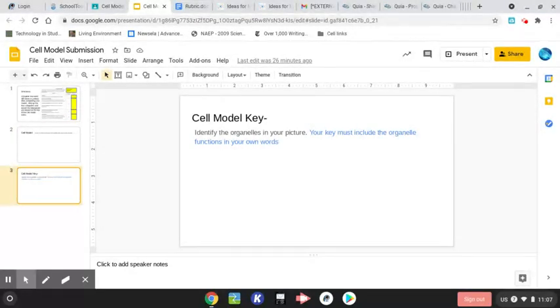This is where you're going to insert your key. So make sure your key is in here, and make sure that you also include the functions of the organelle. Students miss that a lot. They say, okay, jelly bean mitochondria, Reese's peanut butter cup nucleus, and then they don't tell me what it does. The function is so important to show me you understand what the organelles do. Any questions on this project?